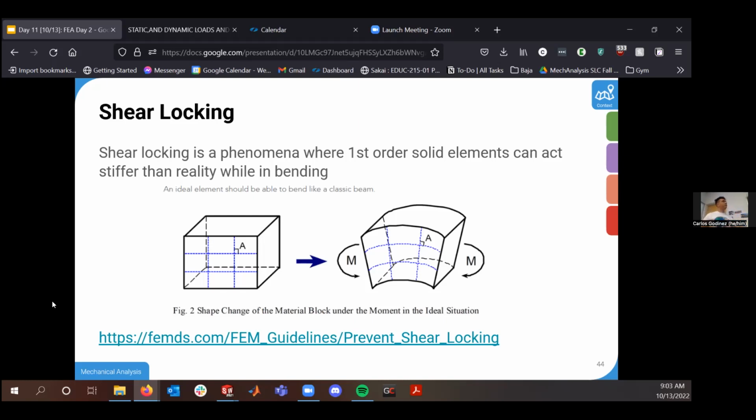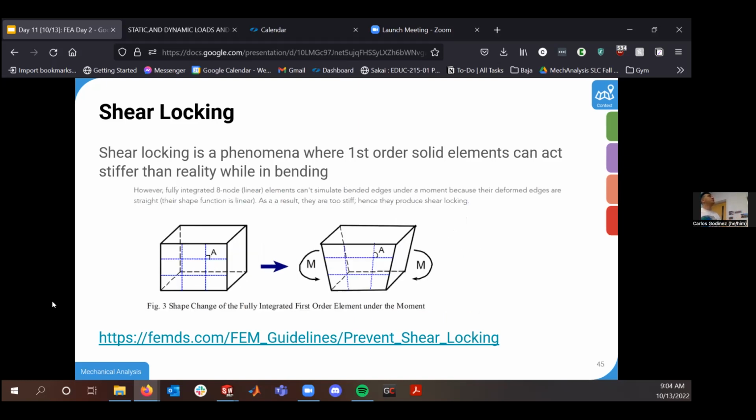When talking about first degree elements, remember, they are not great at deforming or doing any curvature. They will still remain straight between your vertices. And what that translates into in the actual study is that your element is now behaving much stiffer than it actually will in real life.